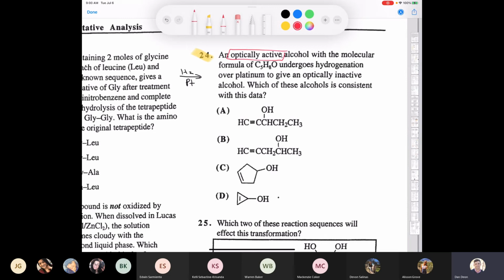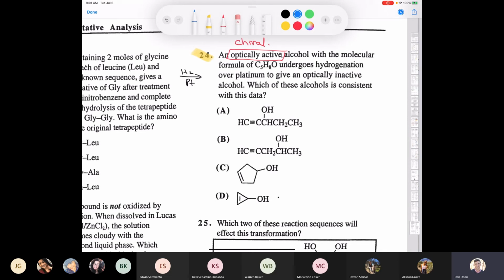It might not be the easiest question to answer over Teams, but you could just type in a quick answer. If it's optically active, that's just a fancy way of saying what? Optically active, what would that mean? It means that it rotates plane polarized light, exactly. And if it rotates plane polarized light, that means that it's chiral, right? So we're looking for a chiral alcohol, okay?